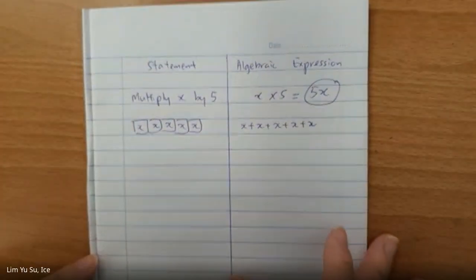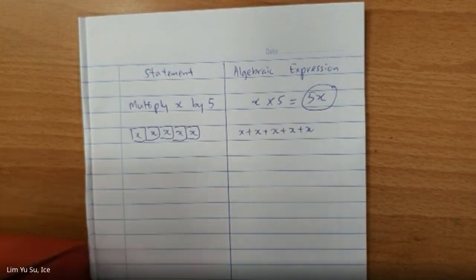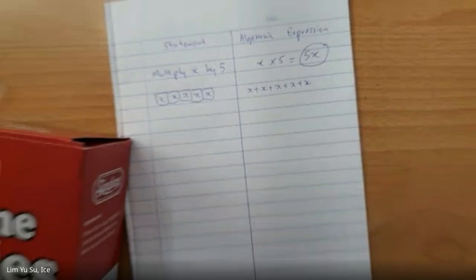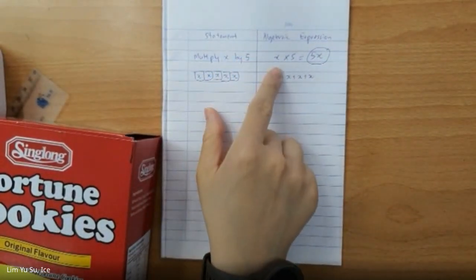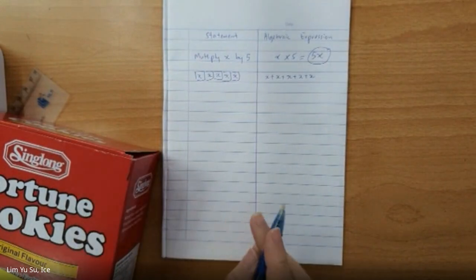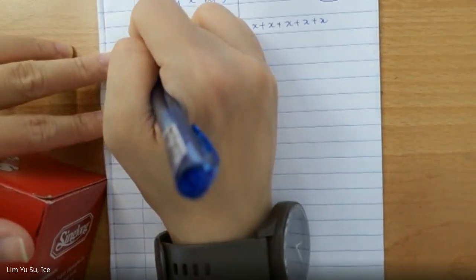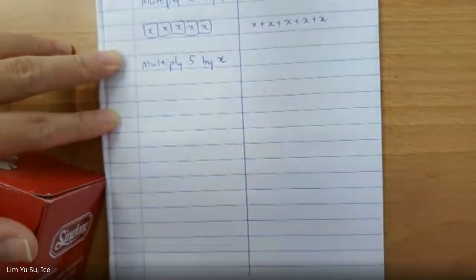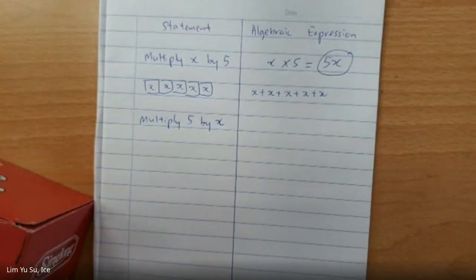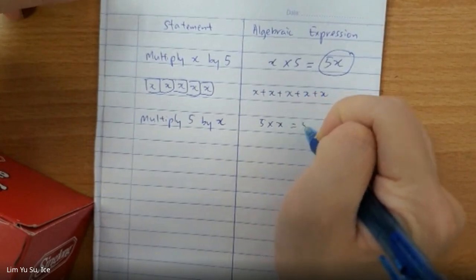Now, another possible situation is this. Are you okay, ready? Look at what I'm going to do now. Another possibility of multiply x by 5, or I can call multiply 5 by x. Let me write that again. Then another situation would be multiply 5 by x number of times. And you realize that you probably get the same answer as 5 times x, and you get 5x. That's the same.